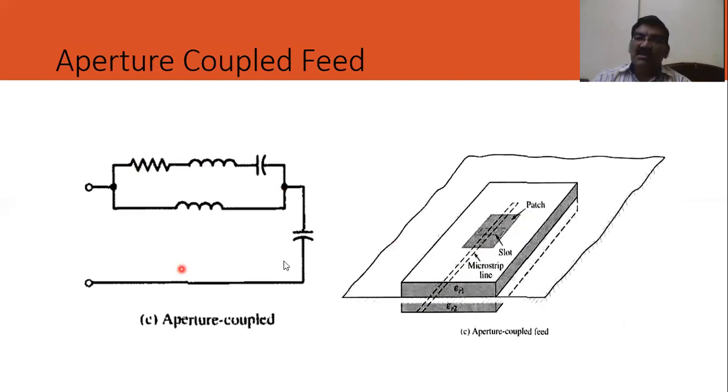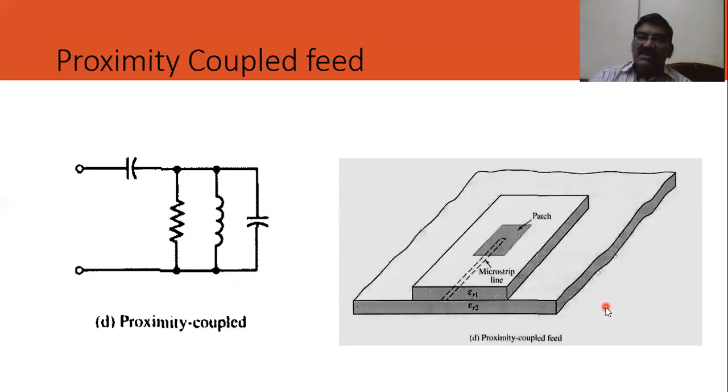This is its equivalent circuit. It is rarely used because designing it is a somewhat complicated process. Similar to this, the next is the proximity coupled technique. Here the ground plane is not there as shown in the previous; that is the only difference. Again, it is between the two substrates, epsilon R1 and epsilon R2, and the line is in between them, which is why it is shown dotted.